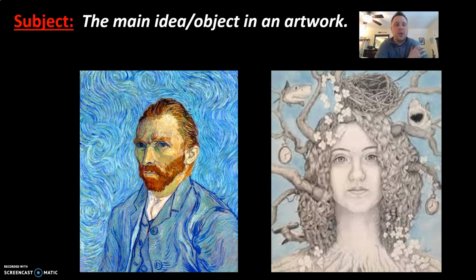So your first question is, what is a subject? And a subject is the main idea or object in an artwork. Now, we are looking at two self-portraits, and the subject or the main idea is the likeness of the people. It is the portrait of both of these artists.